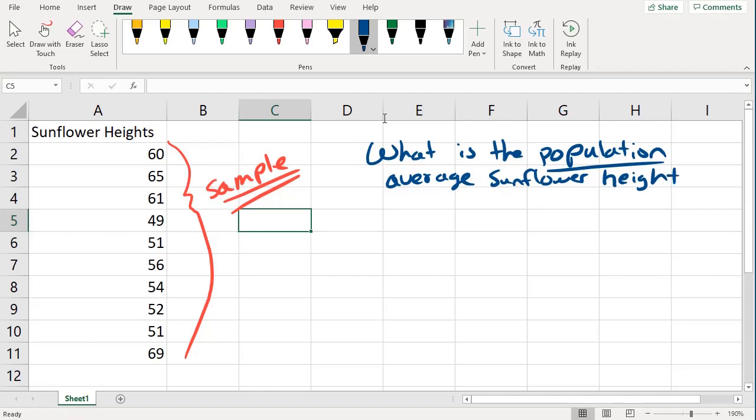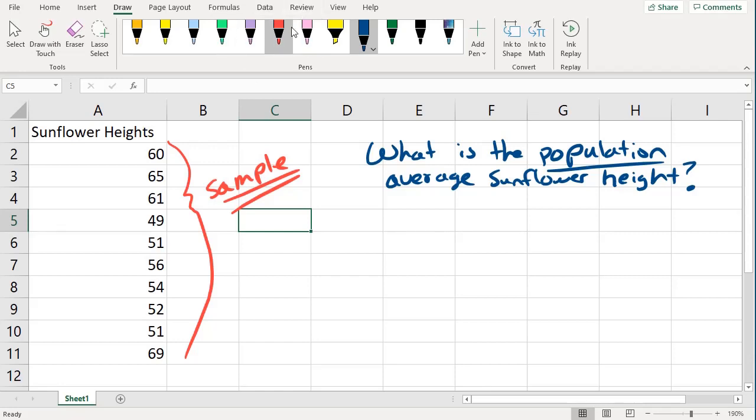Right? And of course, unless I were to collect data on every single sunflower and figure out their height, I'm never going to actually know the answer to this question. I cannot know what is the population average sunflower height unless I have data on the entire population. Okay, so this is the basic problem that we're facing when we have a sample. Okay, so what do we do about it?